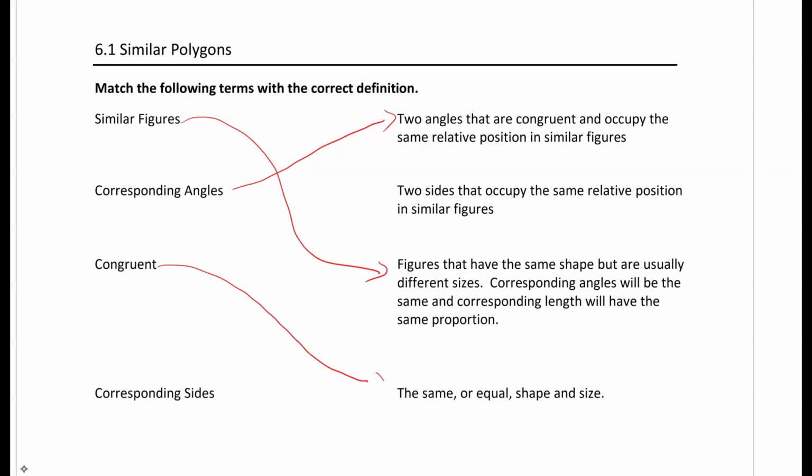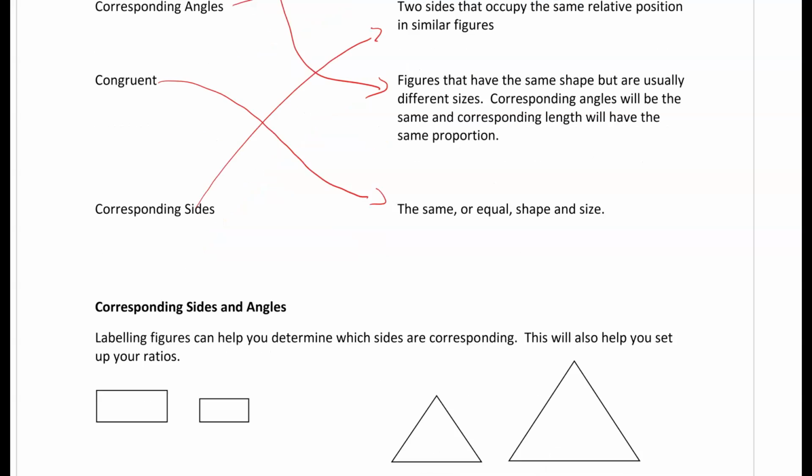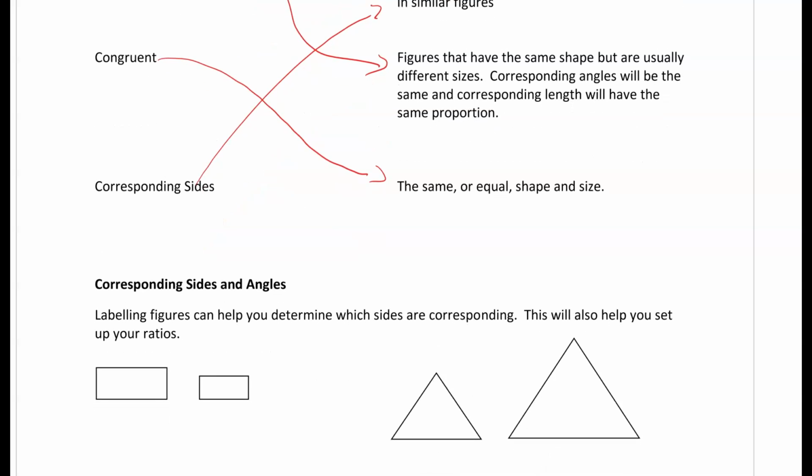Congruent is going to match up with this definition at the bottom, and congruent means the same or equal in shape or size. Whatever you're talking about is going to have the exact same shape and size as the original or the matching. And the last one is corresponding sides, and this goes with this definition of two sides that occupy the same relative position in similar figures. So we're going to use these terms within the lesson today, and you're going to get a better understanding of exactly what these definitions mean.